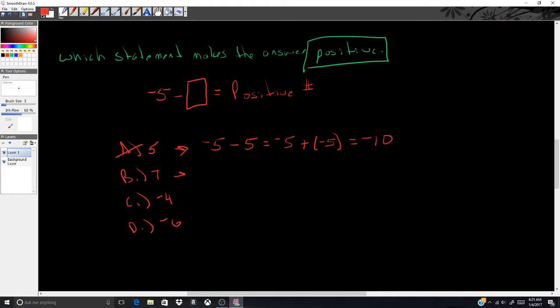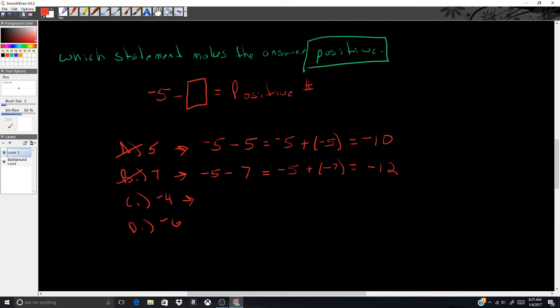So for this one, we have negative 5, use our equation, minus, and then they say 7. So let's try 7. Again, change it into an addition problem. So we have negative 5 plus negative 7. Okay, again, we have a negative plus a negative, so we're just getting more negative. In this case, we're at negative 12 now. Okay, so that's not going to work either.